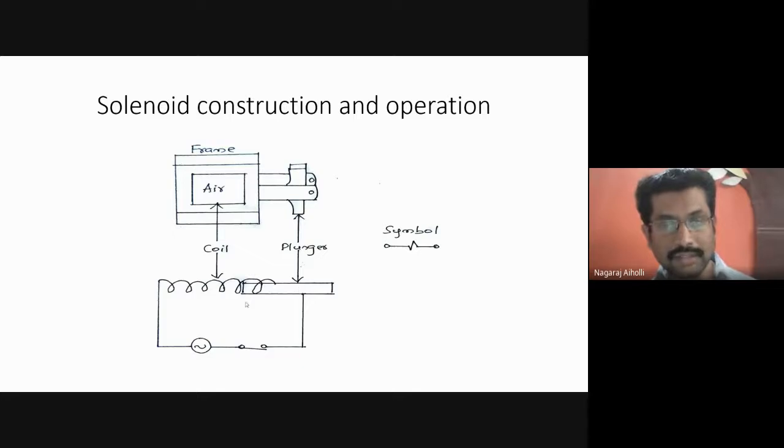This coil is energized by the AC signal. This is the symbol for the AC signal. AC voltage is applied to this coil. When it is energized and current flows through the coil, there is a magnetic field surrounding the coil. Because of this magnetism, what will happen? Against the spring action, the plunger will move inside.